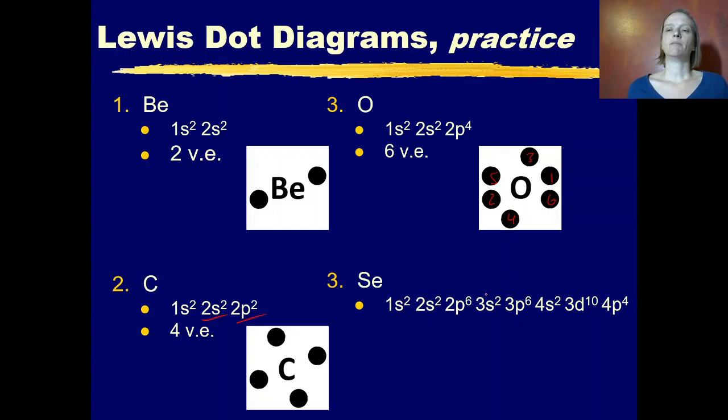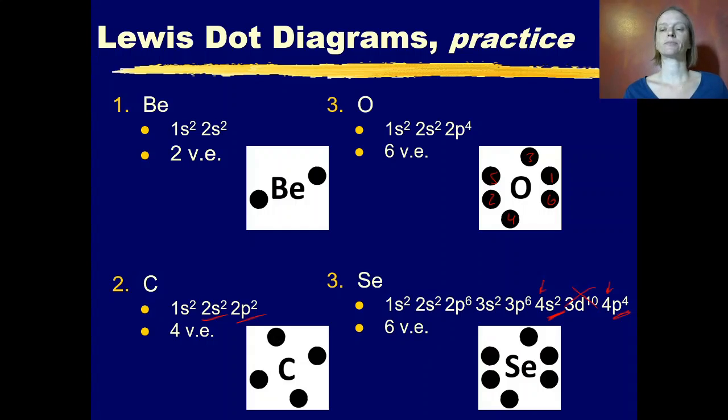And then selenium, its electron configuration. Be careful when you count those valence electrons. It only has 6 valence electrons. We add only those electrons that are in the highest energy level. We don't count electrons in the 3rd energy level. And selenium has a similar electron configuration to oxygen, which is not surprising because selenium is in the same group as oxygen, group 16.